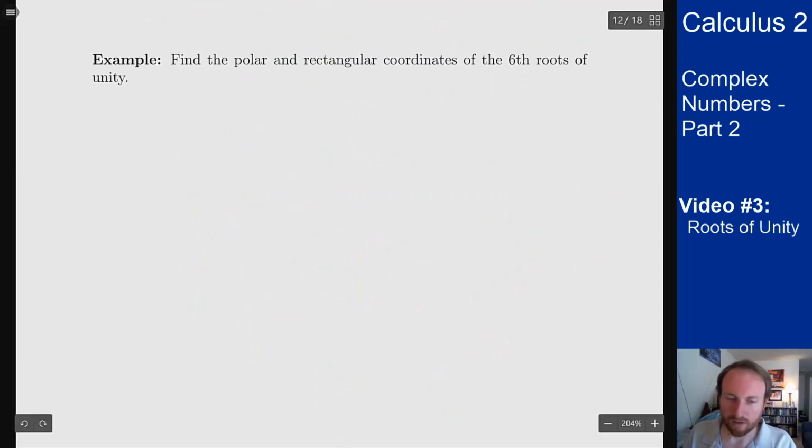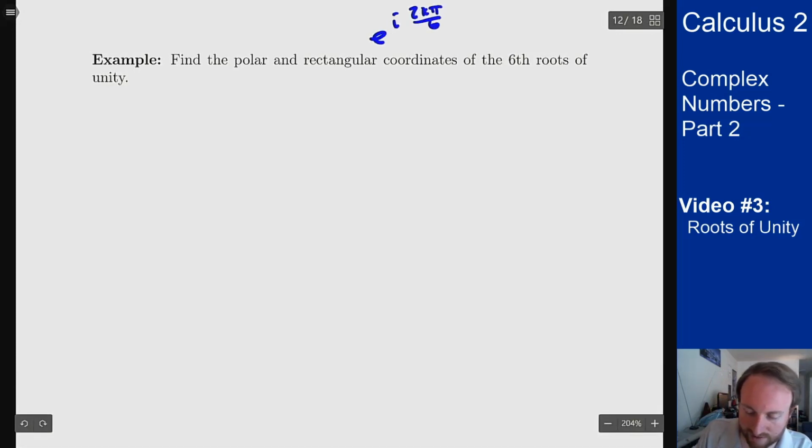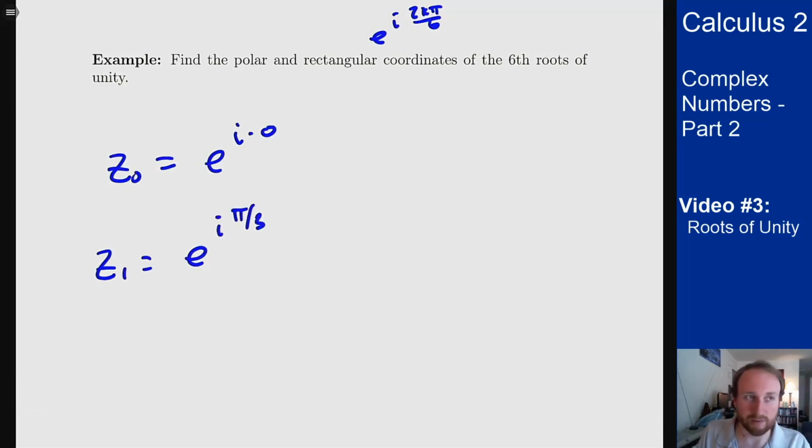As an example, let's find the polar and rectangular coordinates of the sixth roots of unity. So we know what they all are. They're all going to be of the form e to the i 2k pi over 6, or k pi over 3. That means my z0 is just e to the i times 0. My z1 is e to the i times pi over 3. And I can get the rest of my list this way as well.